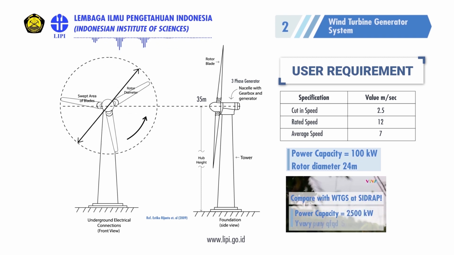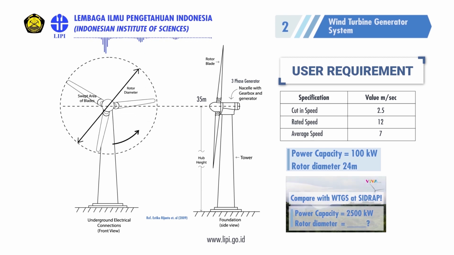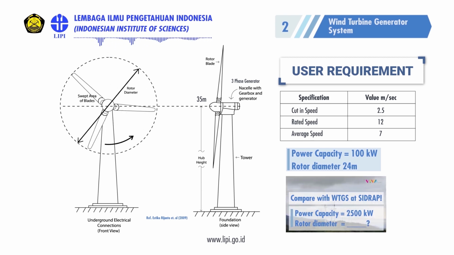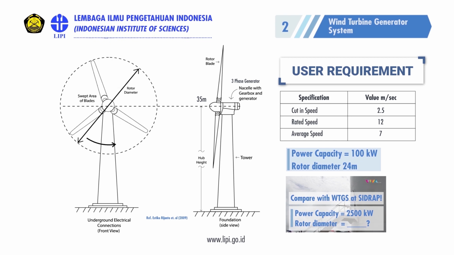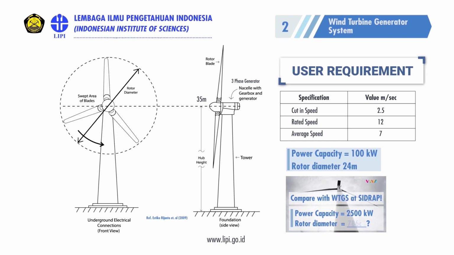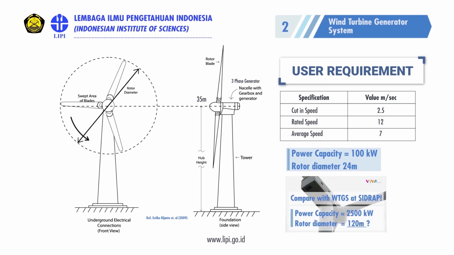So, how much is the rotor diameter? Yes, by assuming the same average wind speed, we get the answer. The capacity is proportional with square of diameter. It should be 24 meter multiplied by 5. It is around 120 meter.